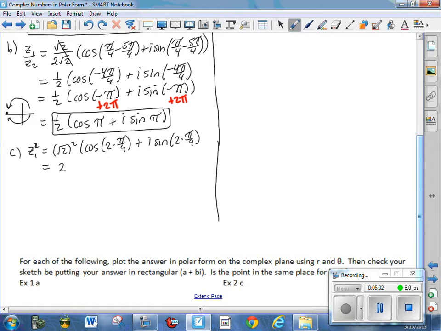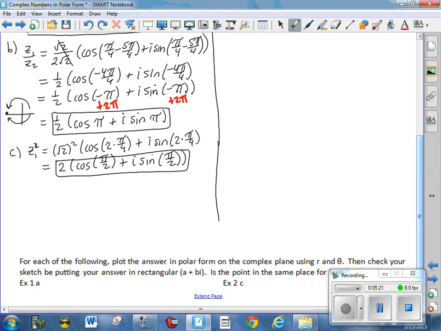So that ends up being 2 cosine. 2 times pi over 4 is 2 pi over 4, which is the same as pi over 2. So this is just 2 times cosine of pi over 2 plus i sine of pi over 2. Pi over 2 is between 0 and 2 pi, so I'm done.